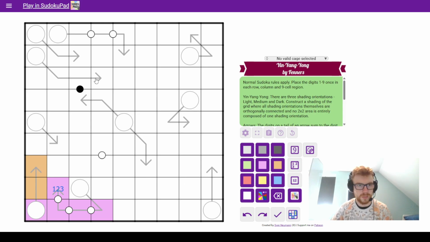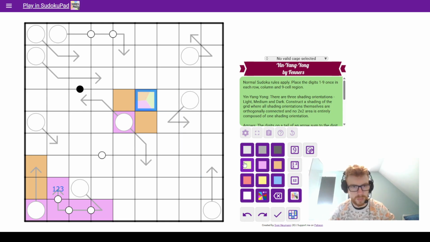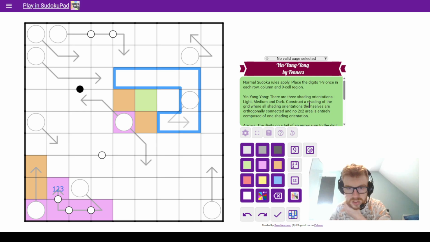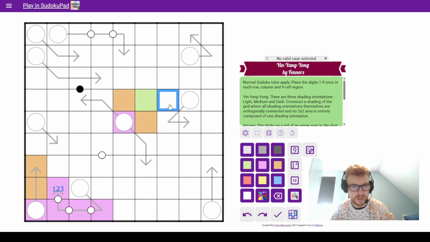Now the second thing, within a yin yang puzzle, you have this concept, right? Whenever you have two yin-yang colors, this is not able to form, because if you connect the purples together, you isolate an orange. But I don't know how that works with three colors. No, I think that's still a problem. No, I don't think that's a problem. Construct a shading grid where all shading orientations themselves are orthogonally connected. So in this case, you can just have purple around here and green in here, and it's fine.